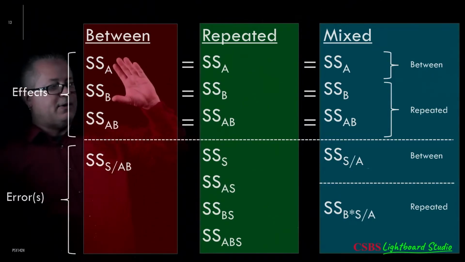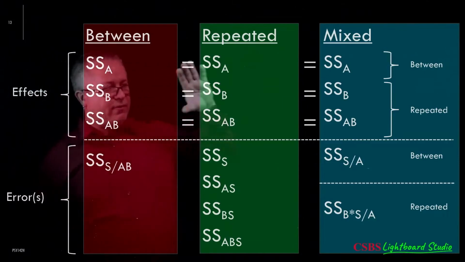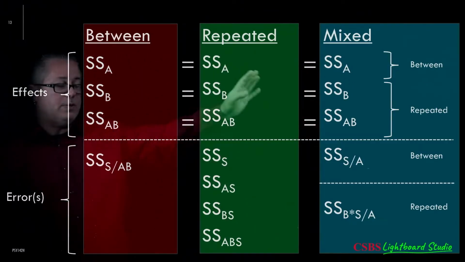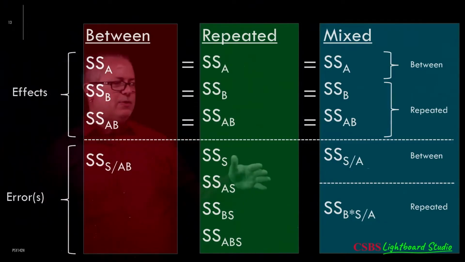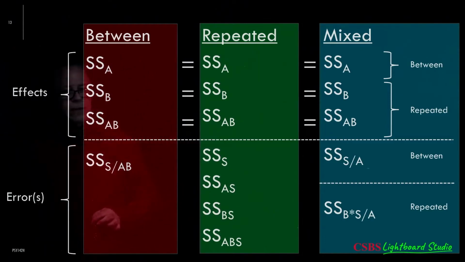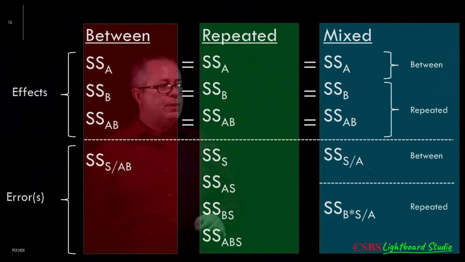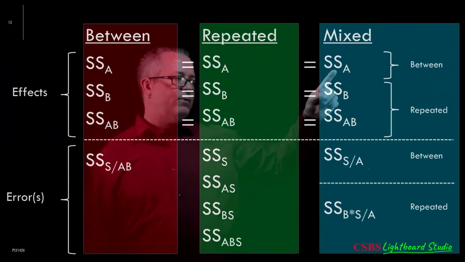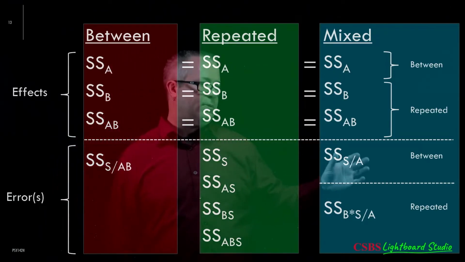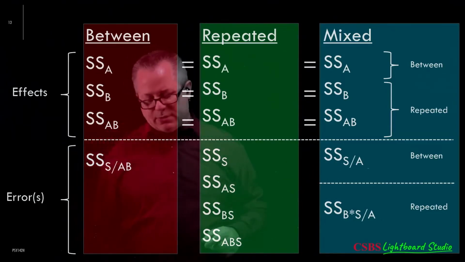But the main takeaway here is that the way we find these three effects ends up being the same, regardless of how you're doing it. What differs is what error terms get computed and what error term goes with what effect when you're going to find your F value. So here, because A is the between groups effect, it gets one error term, which is S with an A, subjects within A. This is my between groups error term.